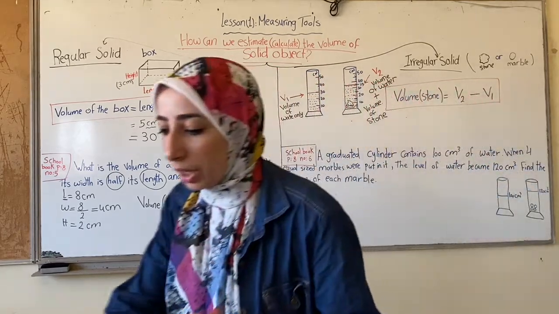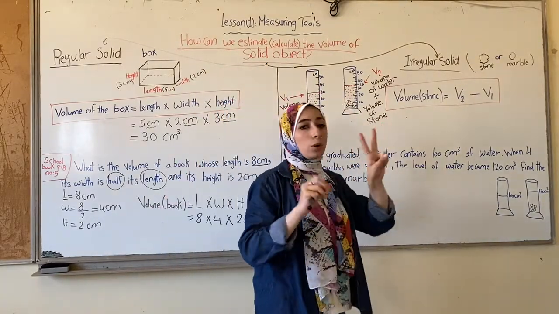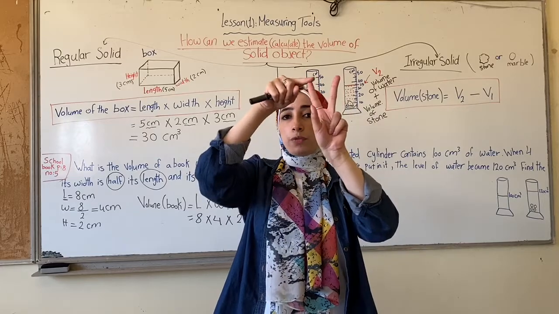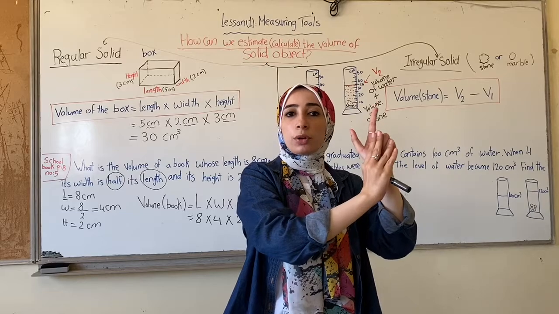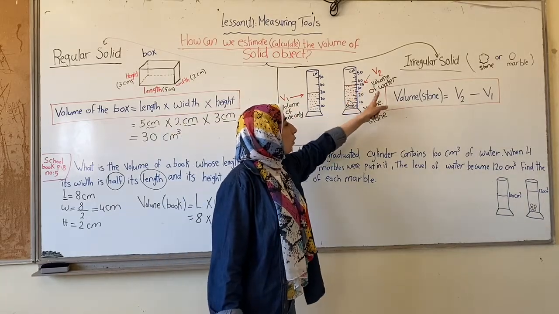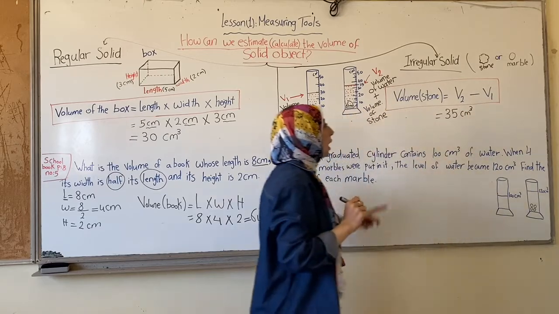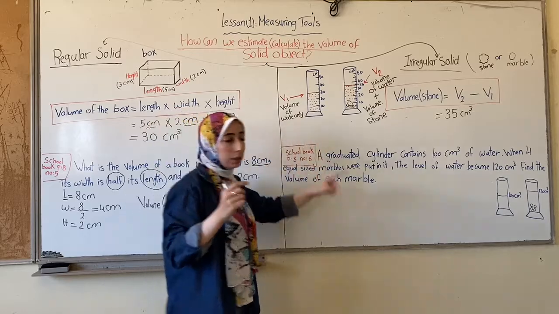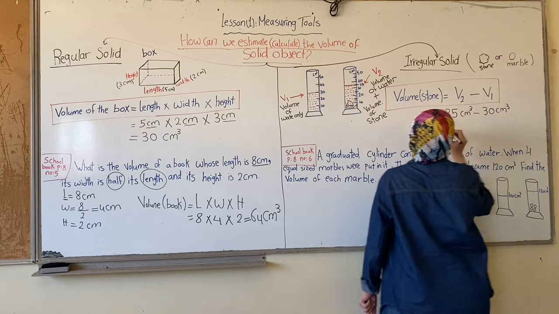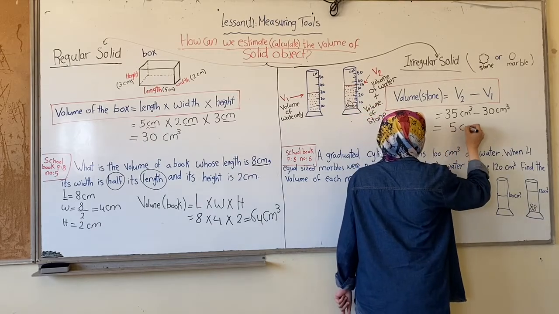I still need to measure the volume of the stone only. So I have to subtract the volume of water from the volume of the stone and water together. If I subtract the volume of water, I will get the volume of the stone only. For example, here V2, volume of water plus volume of stone, was 35 cubic centimeters, and V1, volume of water only, was 30 cubic centimeters. So the volume of the stone, 35 minus 30, will equal 5 cubic centimeters.